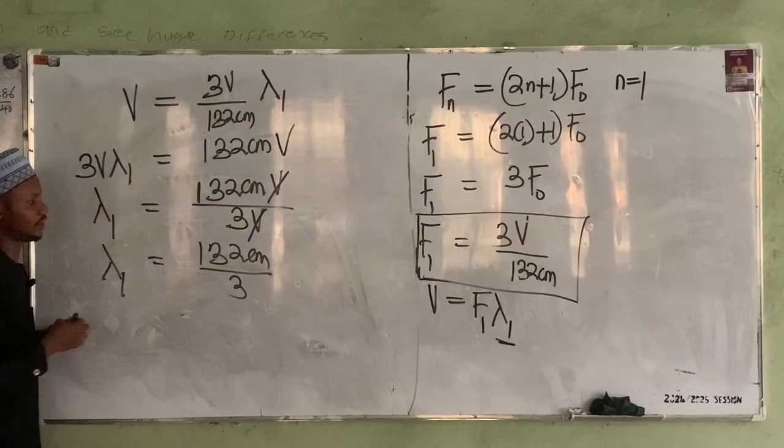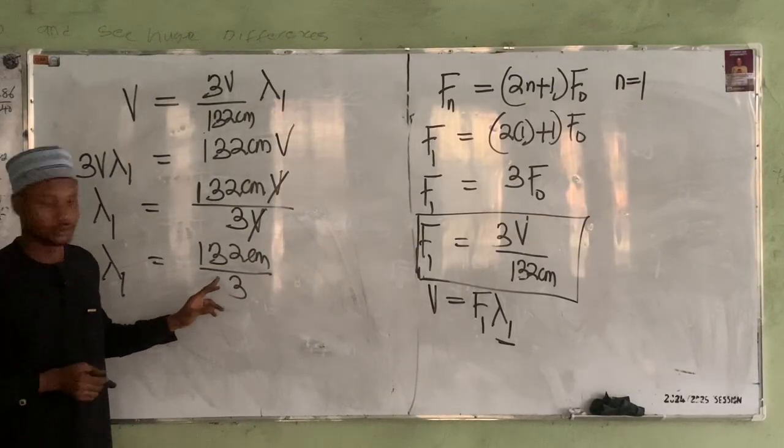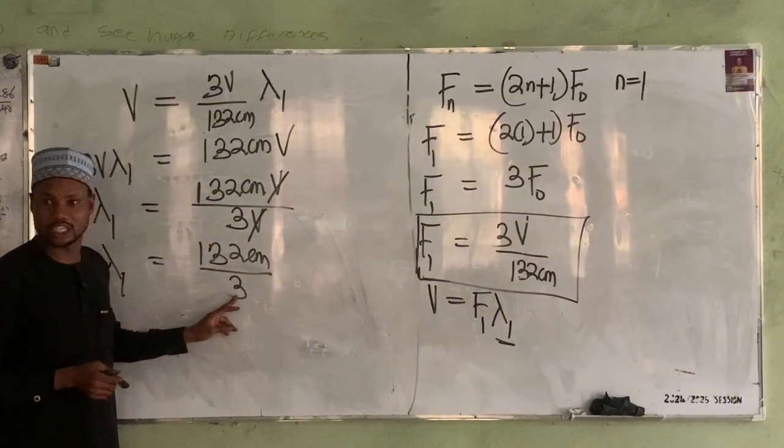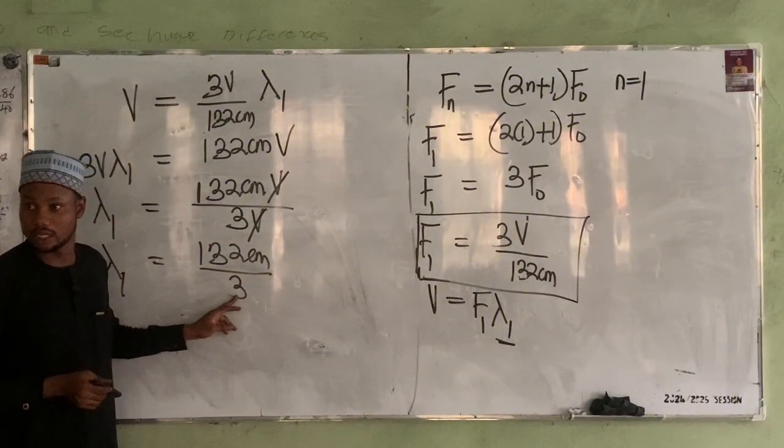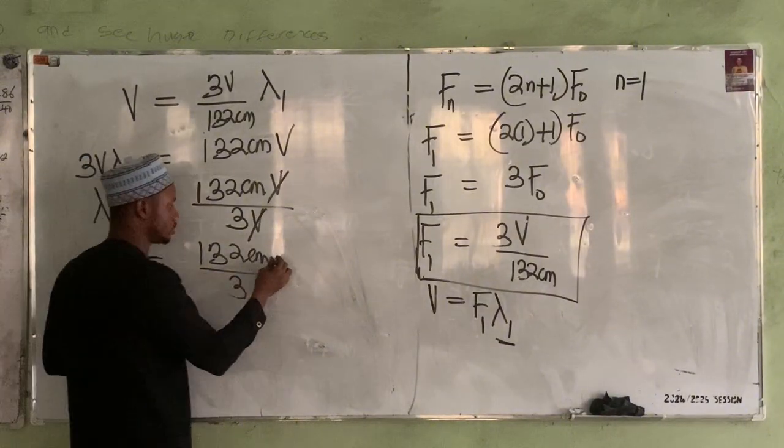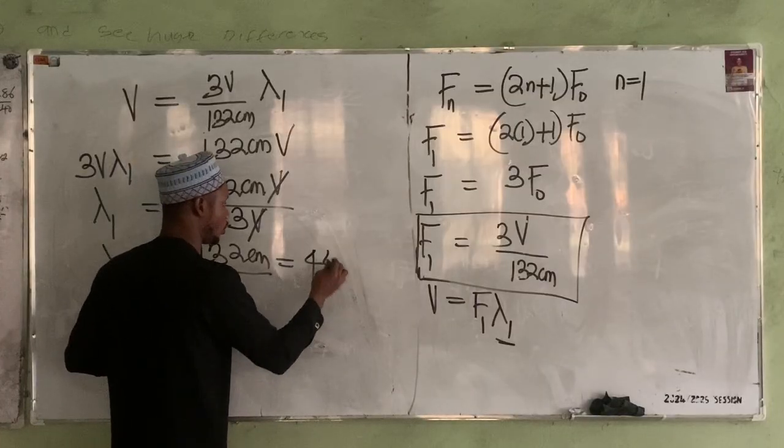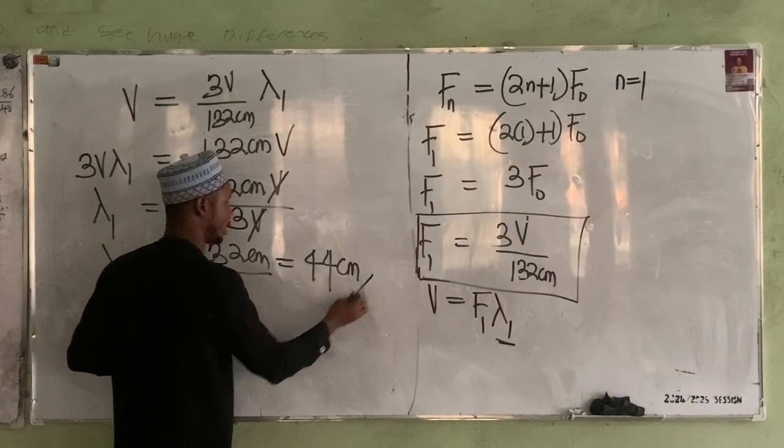So class, can we divide this guy here? Is it possible? 132 divided by 3, what is the answer? 44. So we have this to be 44 cm. This is our answer here. Please take note.